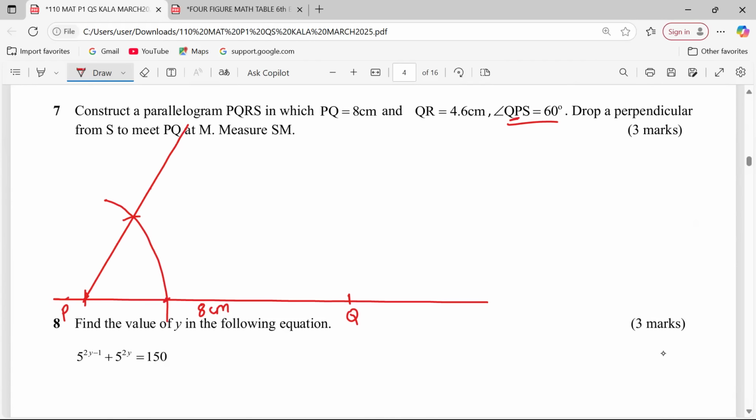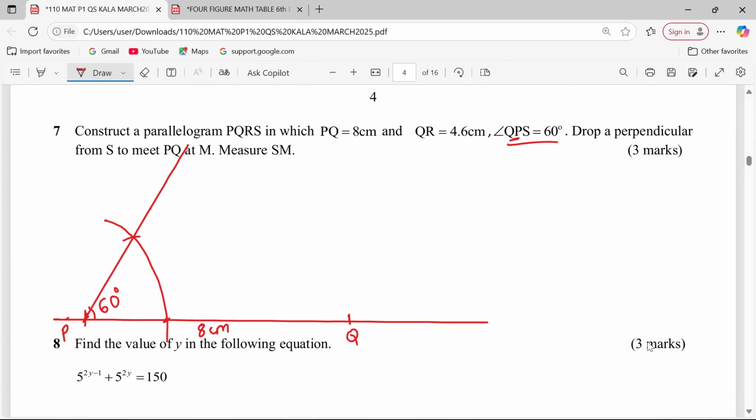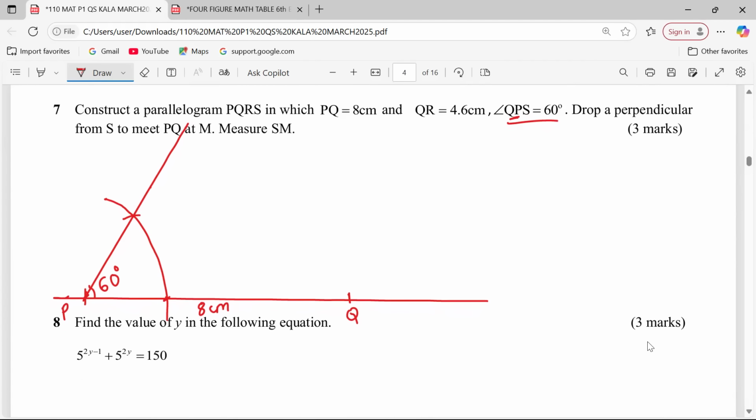Like that. This is automatically 60 degrees. So you will have constructed an angle of 60 degrees. Now, with this angle of 60 degrees, ladies and gentlemen, the other thing that you're supposed to know is that this being a parallelogram, opposite sides are equal and opposite angles are also equal.